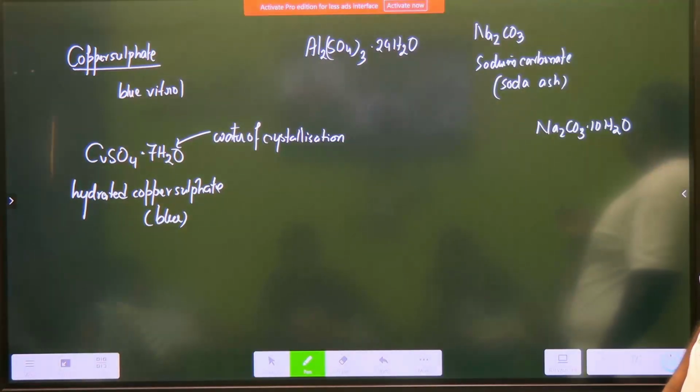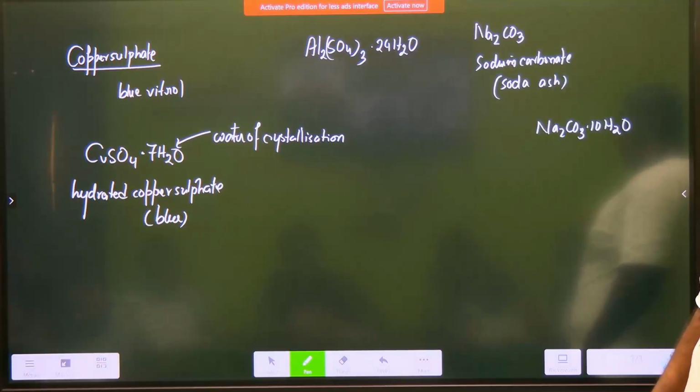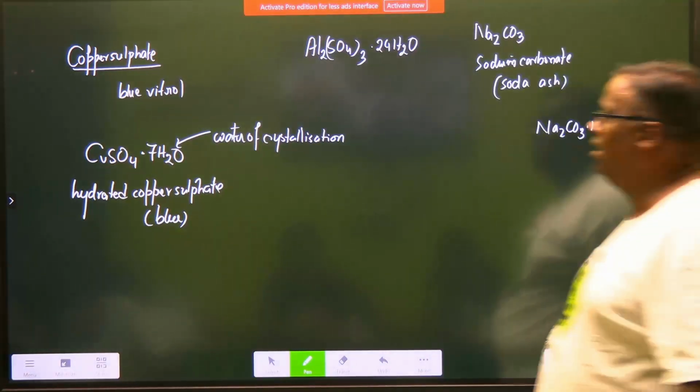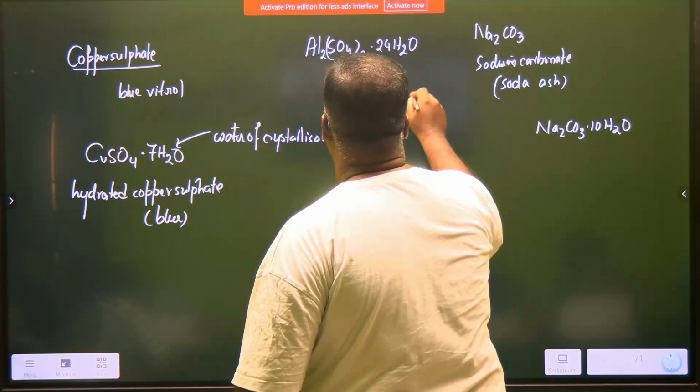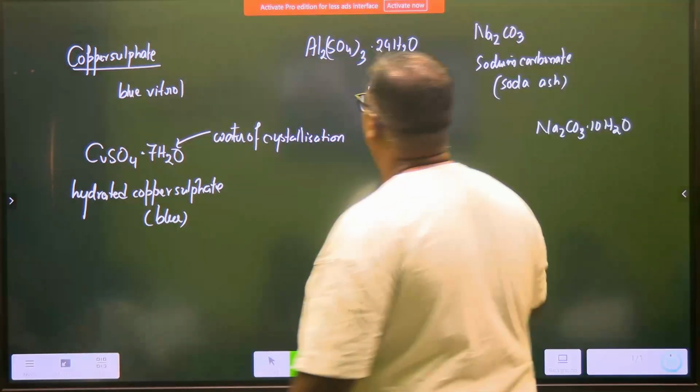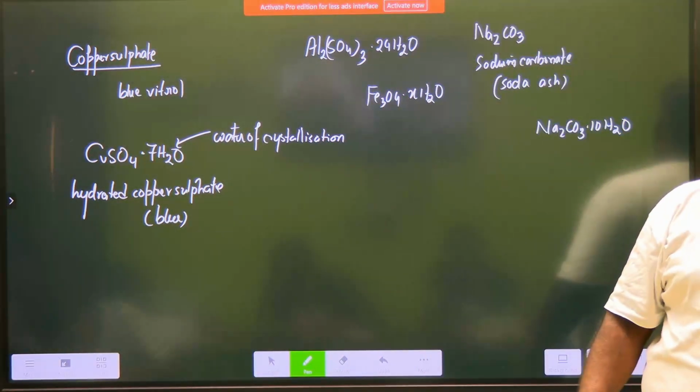Like say for example, rust. Doesn't rust come out like flakes? This is also crystal. So rust is Fe3O4.XH2O. Depends on what type of atmosphere it is, so much of molecules it will take.